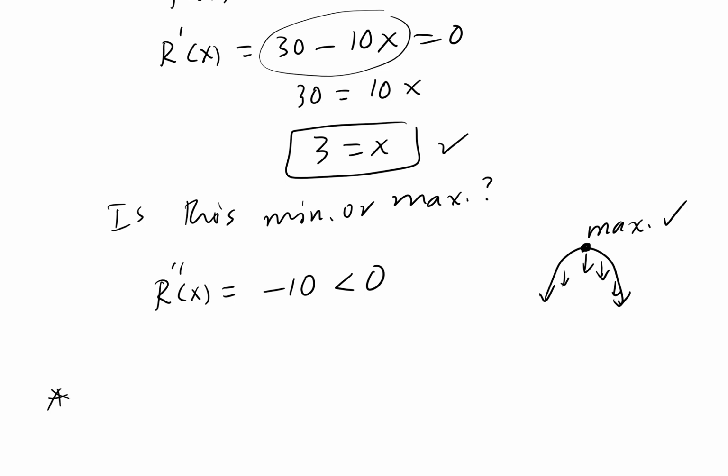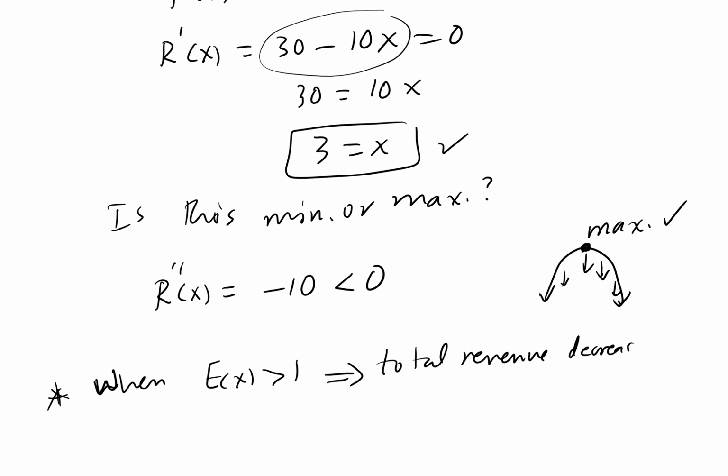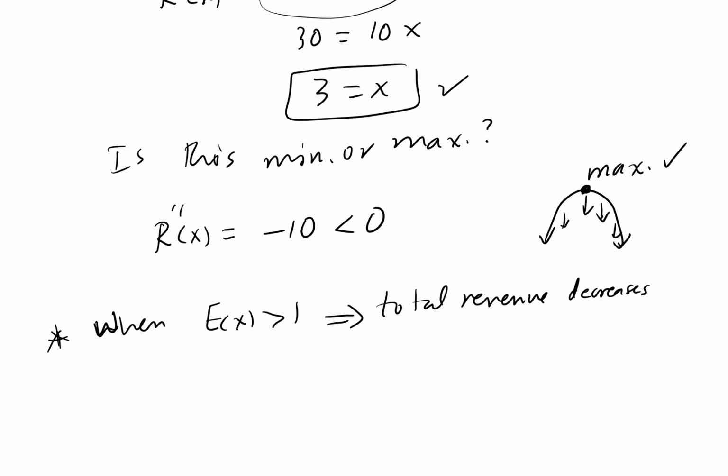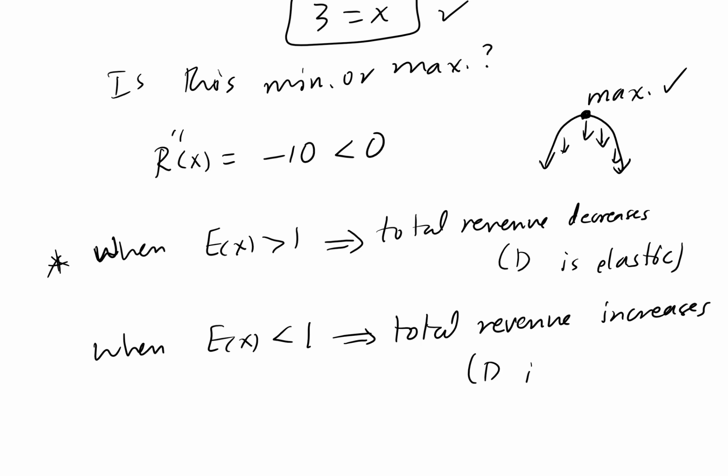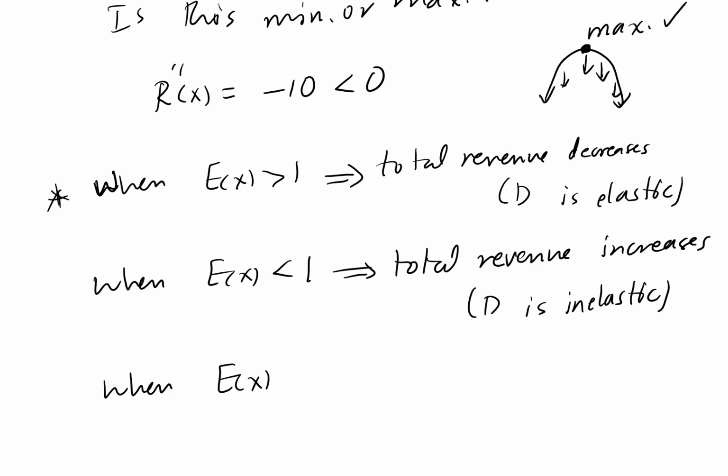Now, a quick thing to know: when E of x, the elasticity of demand at the price x, is bigger than 1, then the total revenue decreases. And we say D, the demand, is elastic. When E of x is less than 1, then the total revenue increases. And in this case, D is inelastic. When E of x is 1, then the total revenue is at its maximum.